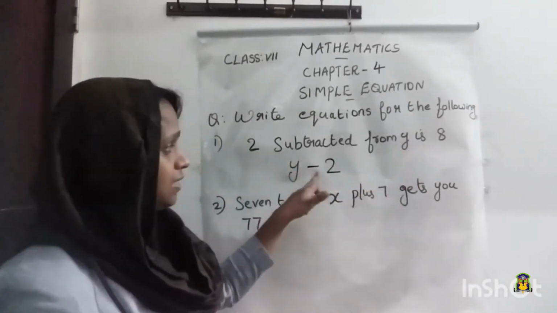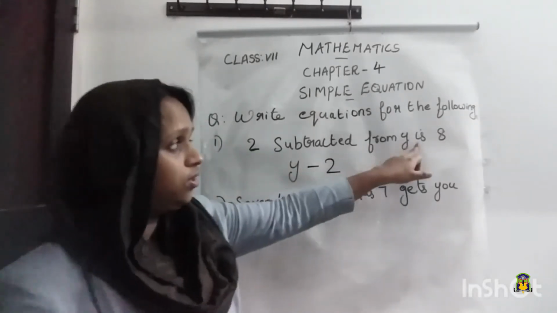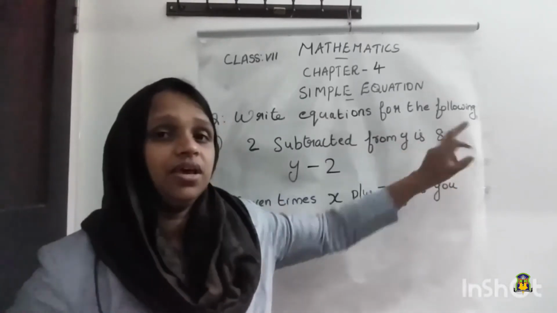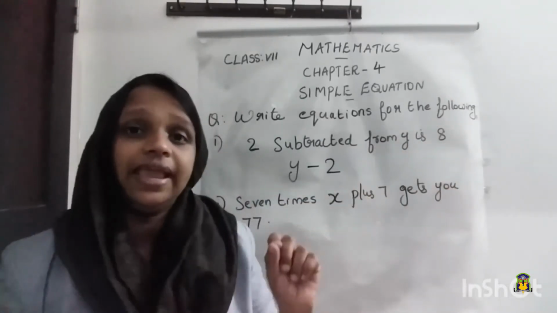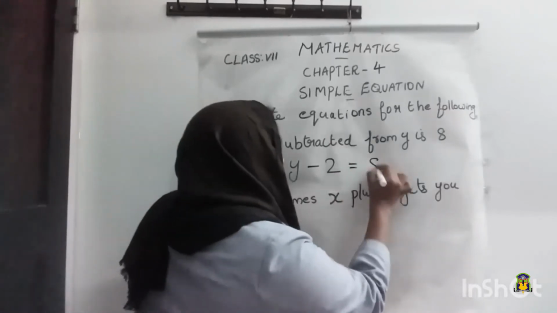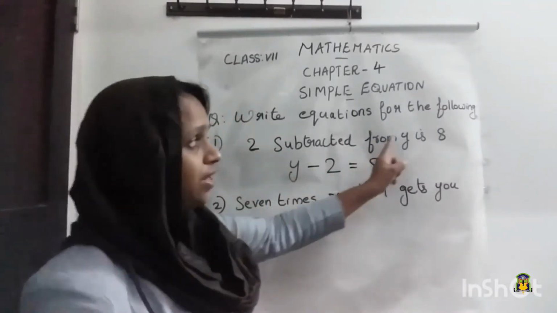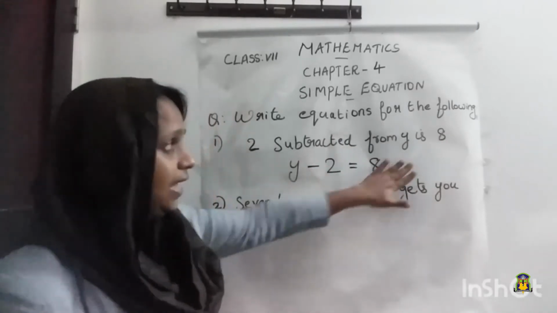From y we subtract 2 is 8, meaning it is equal to 8. So 2 subtracted from y is 8.